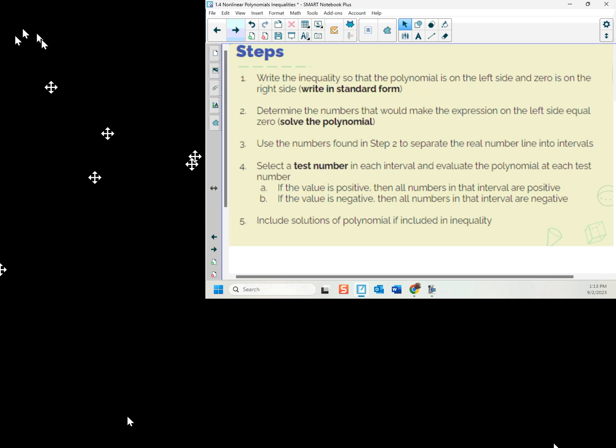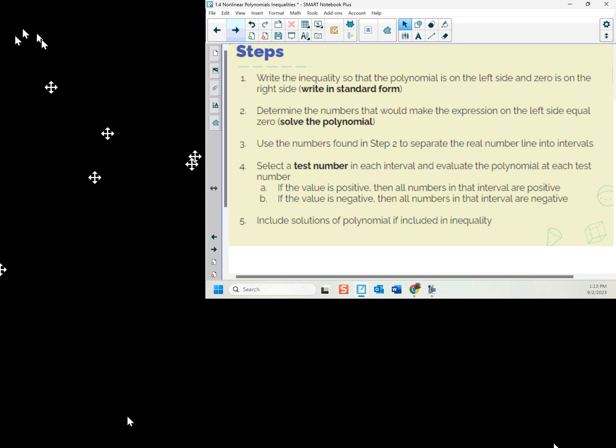Determine the number that would make the expression on the left side equal to 0. Again, we solved it for 0. Then we go ahead and we factor that. And generally you factor it. If you can't factor it, maybe you go ahead and use the quadratic formula. One of the two you're going to do, and you're going to come up with the critical points. Use the number found in step 2 to separate the real numbers into intervals.